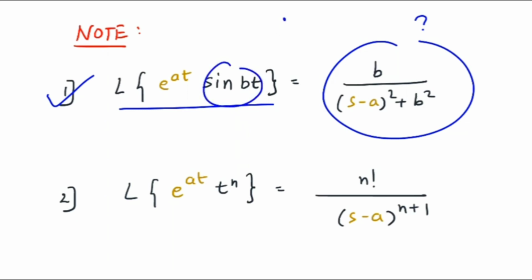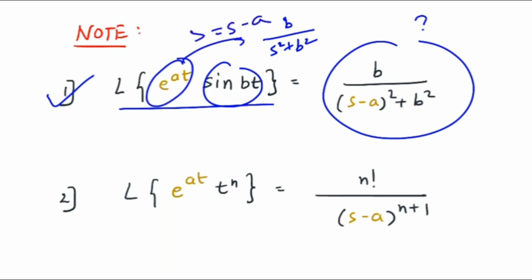It is omega, let's say b, so b upon s square plus b square. Now you have to shift the position because e raised to at is multiplied to sin bt. So the position of s would be shifted to s minus a. That is the reason you are getting the answer as b upon s minus a the whole square plus b square. So I hope you understand the point.